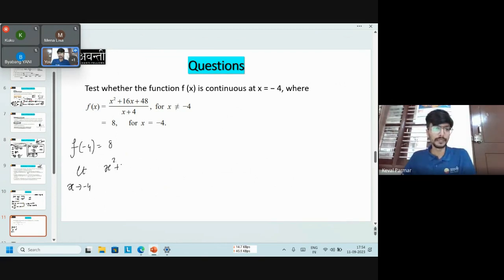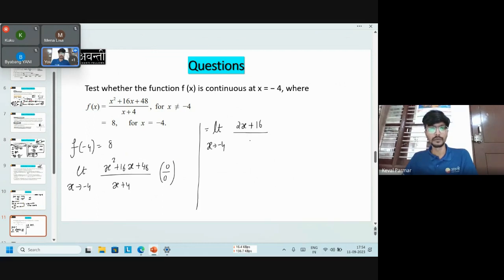Limit of x square plus 16x plus 48 upon x plus 4. You can say this is a 0 by 0 indeterminate form. That means we have to use L'Hospital's rule. So limit x tends to minus 4, we get 2x plus 16 upon 1. So the indeterminate form is gone. So I can write 2 into minus 4 plus 16, which is minus 8 plus 16, which is 8.